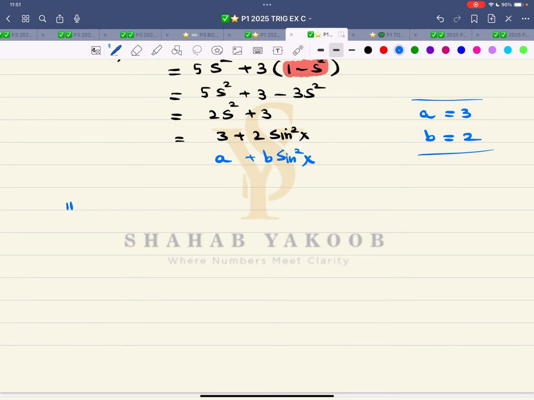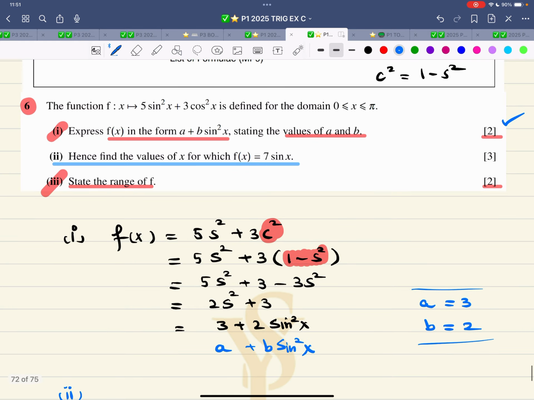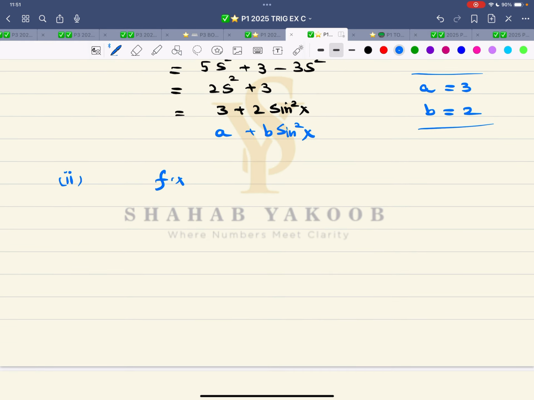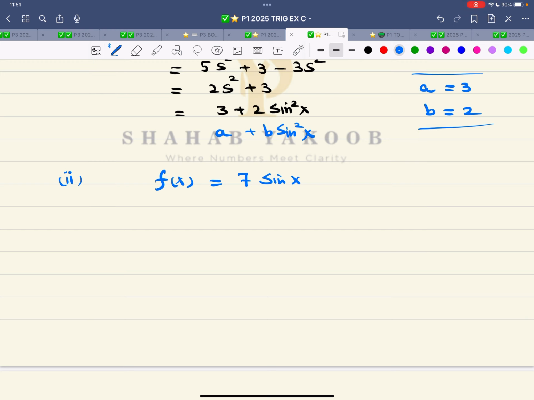It says solve this equation, find the values of x for which f(x) is 7 sine x. f(x) is this thing, which is right over here. 3 plus 2 sine square x is equal to 7 sine x. Transfer everything to the left hand side. 2 sine square x minus 7 sine x plus 3 is equal to 0.